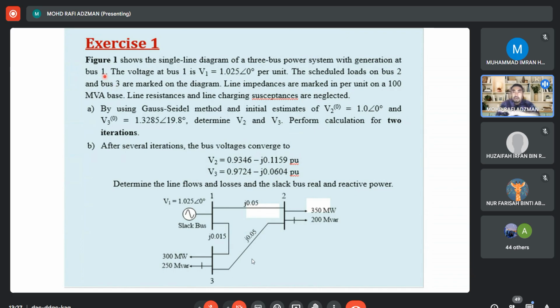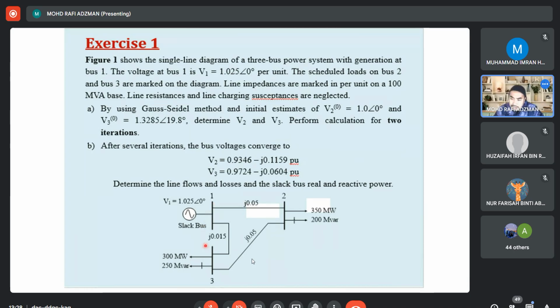In exercise number 1, figure 1 shows the single line diagram of a 3 bus power system with generation at bus 1. Okay, so we have the slack bus here. The voltage at bus 1 is fixed with V1 equal to 1.025 angle 0 per unit. Okay. The scheduled loads on bus 2 and bus 3 are marked on the diagram. And the line impedances are marked in per unit on a 100 MVA base. Line resistances and line charging susceptances are neglected.